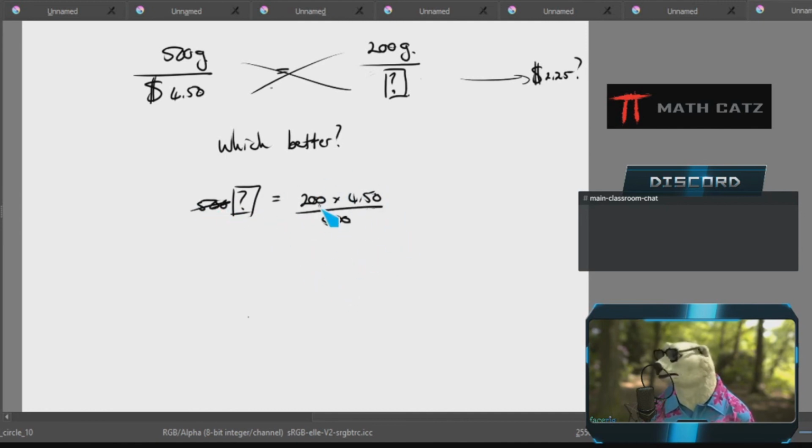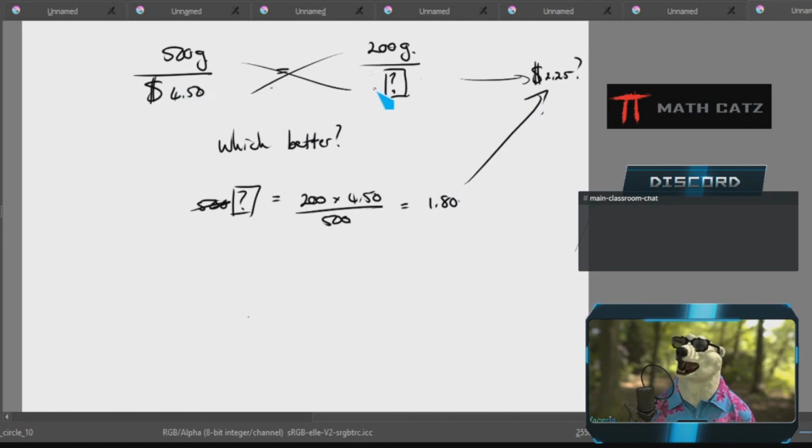Sure, take out your phone, do the calculation, absolutely. I'm not saying do everything in your head, but there is a human element first that I need to know how to combine these numbers. 200 times 450 divided by 500. And I just chose to make this the mystery number, right? You could have swapped this around in many ways. And I get $1.80.